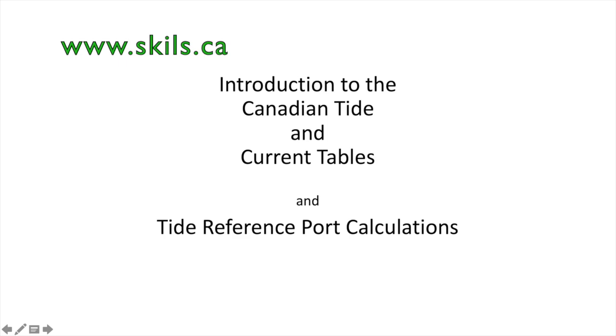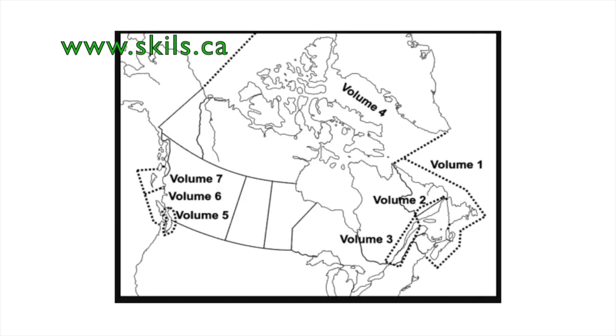We'll be starting with an introduction to the Canadian tide and current tables, and then we'll look at tide reference port calculations. So we'll begin by just showing you the different volumes that are available for tide calculations. The Canadian Hydrographic Service has put out 7 different volumes, and here on the West Coast we have 3 of those, 5, 6, and 7.